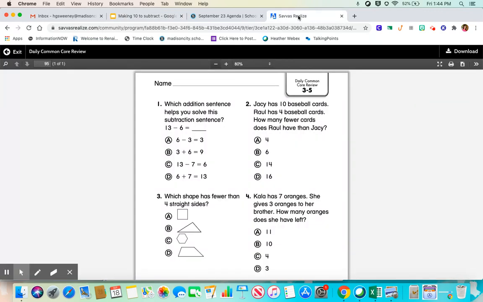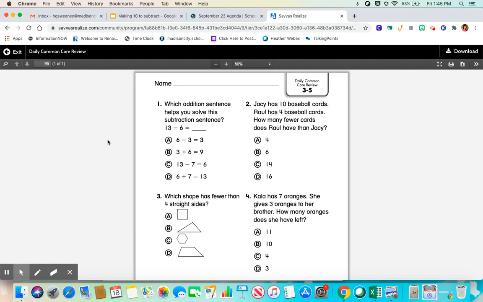So we're going to complete our daily Common Core review here. And so what I want you to do is stop this video, and complete all 4 of these problems in your math notebook at this time. So go ahead and stop your video and complete all 4 problems. When you are done, you may come back, resume, so that you can answer and check your problems.